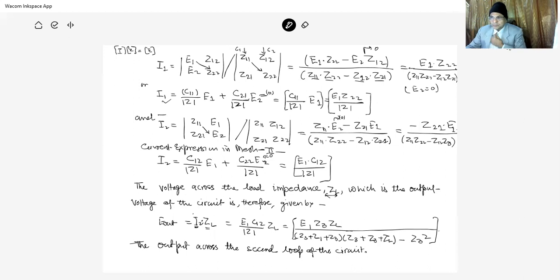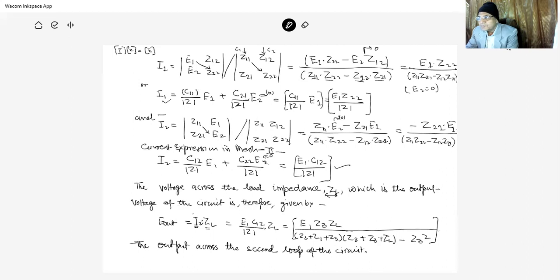So E output, the output voltage of the circuit, is given by I2 into ZL. So I2 is the value that is determined in this case: E1 into Z12 upon mod Z, into ZL. ZL is the load impedance, and substituting the various values, Z11, Z22 minus Z12 into Z22, we get this. So the output across the second loop in the circuit will be the value of this expression.